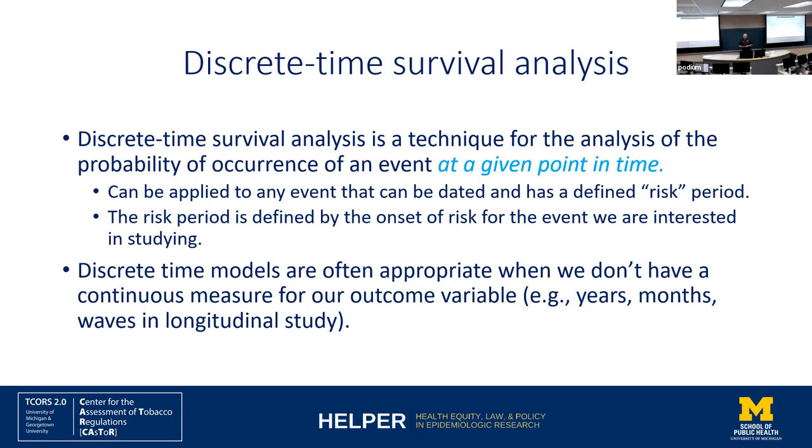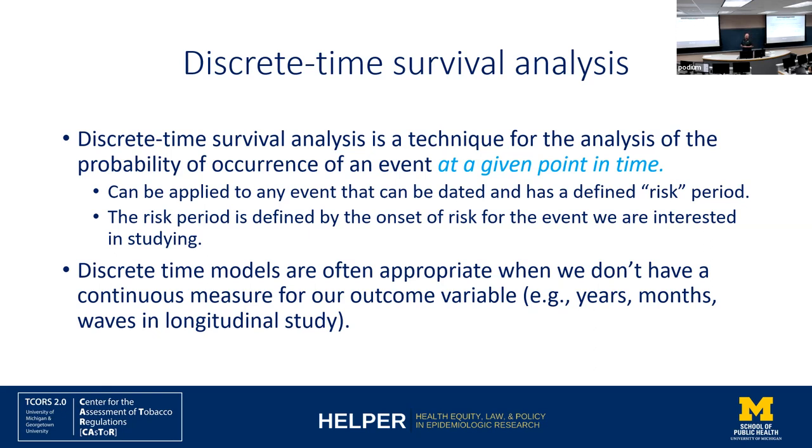But again, this isn't the best way to do the analysis in a continuous time sense, because a lot of these people have smoked well before wave one of PATH. Right? They just didn't become smokers the year before. We're just looking at risk over time. But once we have data like that, we can think about these discrete time models. The risk period is defined by the onset of risk for the event we are interested in studying. And again, in the cessation sense, we're looking at follow-up waves of PATH.